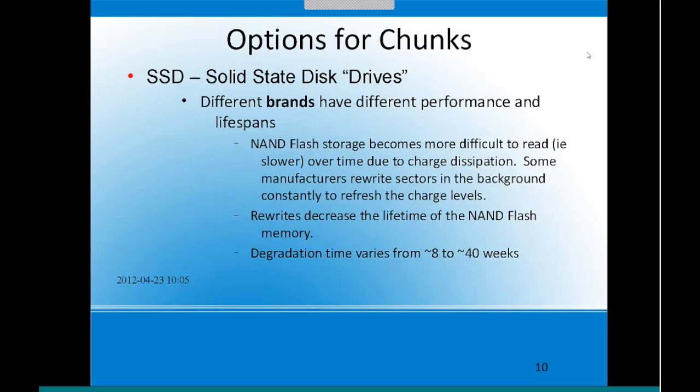Okay, there are different kinds of memory. One of the things to keep in mind is that NAND Flash becomes more difficult to read over time if it's not rewritten. So many of the drive manufacturers under the hood will rewrite sectors of the drive constantly in the background to refresh the charge levels on the NAND storage, and that will shorten the life of the storage. Okay, something to keep in mind. Without being refreshed, the signal on the NAND degrades over a period of about 8 to 40 weeks, so less than a year.